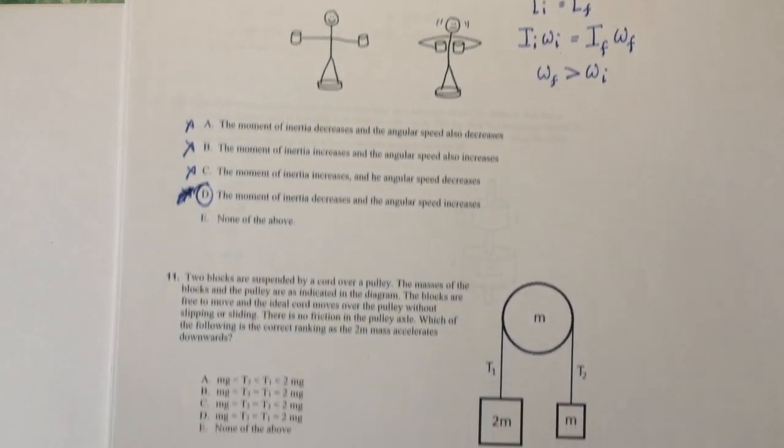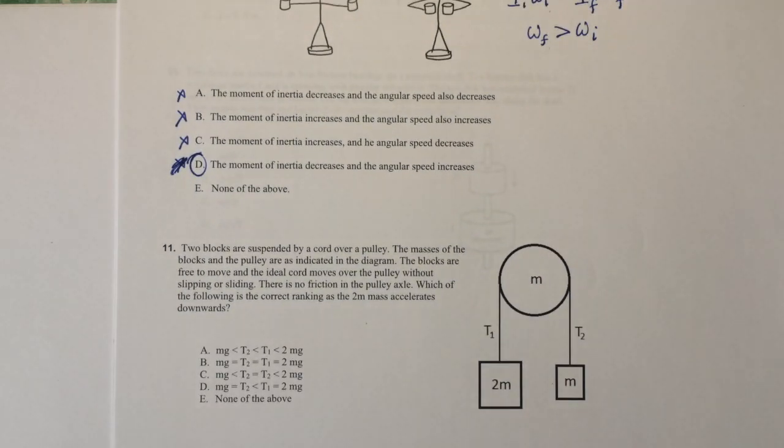Okay. Two blocks are suspended by a cord over a pulley. The masses are indicated. So this is 2m, that's m, so this is going to go down.